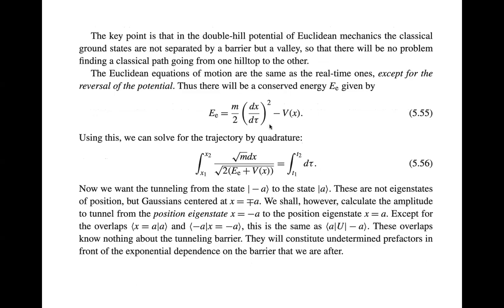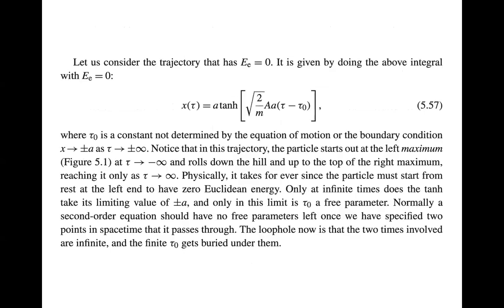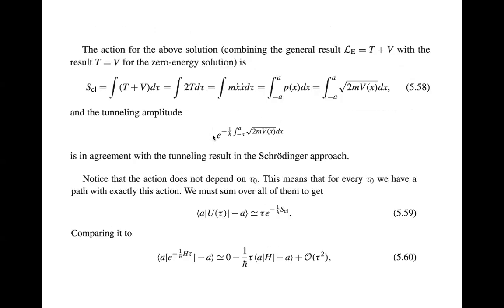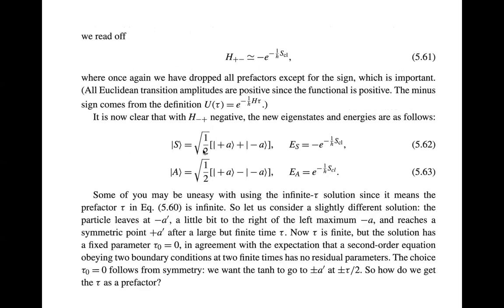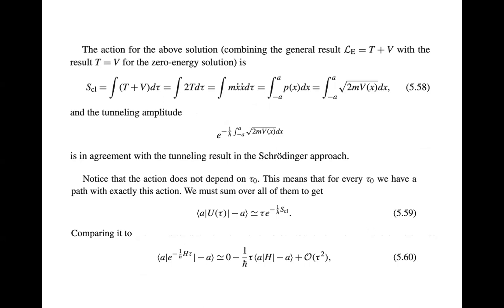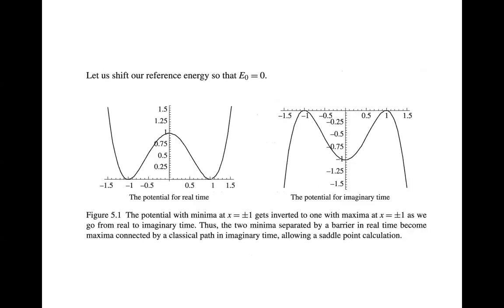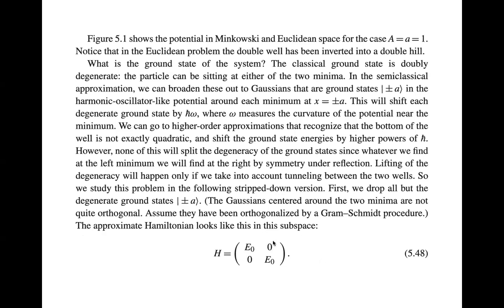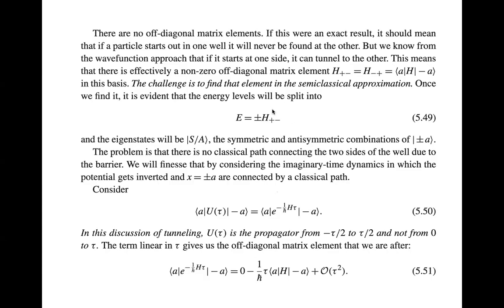If you replace this Hamiltonian and do this calculation, you can find that the classical part is given by this, and this is given by this form. So this is given by the classical action in the lowest order approximation, and that tells you the off diagonal term, which he labels as H plus minus. This off diagonal term is given by this classical action.